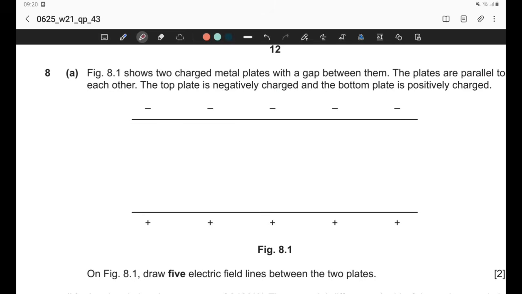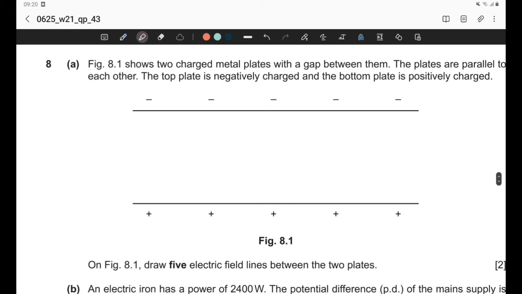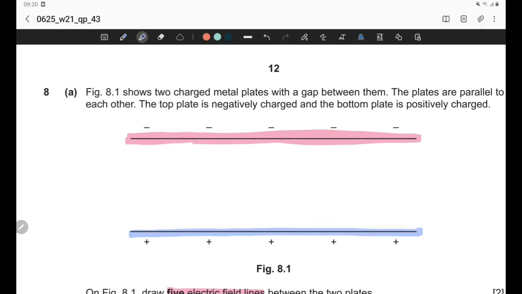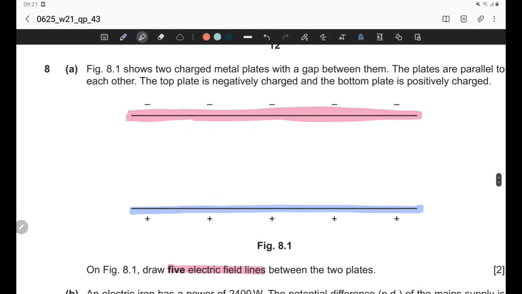Question 8 Part A. Figure 8.1 shows two charged metal plates with a gap between them. The plates are parallel to each other. The top plate is negatively charged and the bottom plate is positively charged. On figure 8.1, draw 5 electric field lines between the two plates. So we have two parallel plates. One is negatively charged as shown in the figure, and another plate is positively charged. So we know that as they are charged, there will be an electric field between these two plates. Here we have to draw 5 electric field lines.